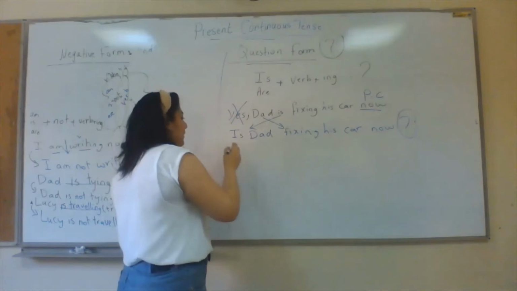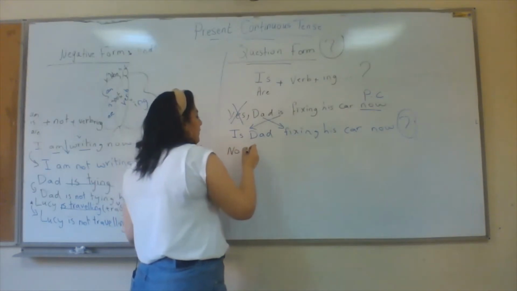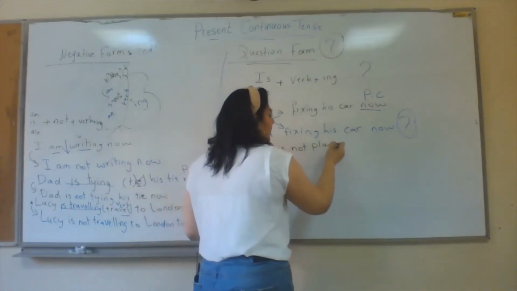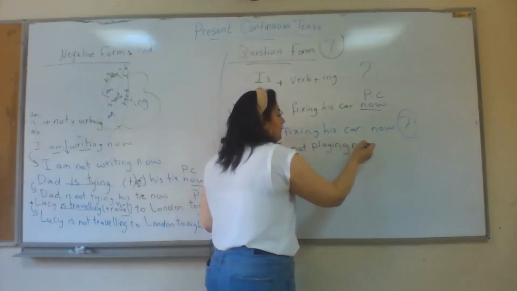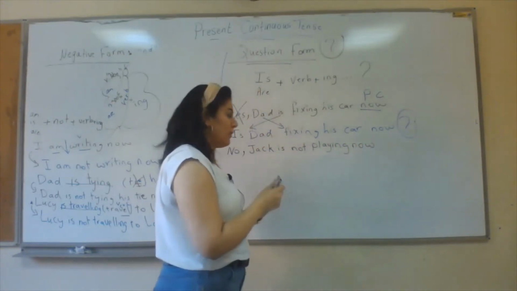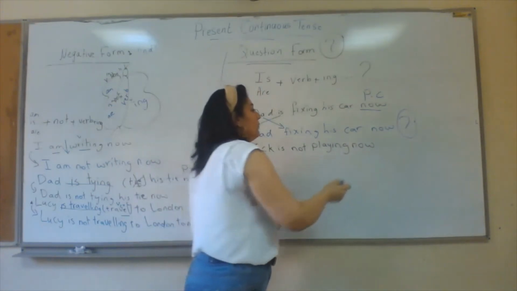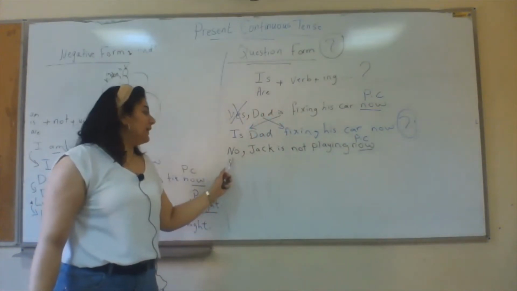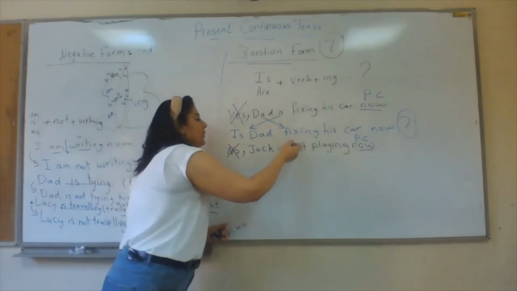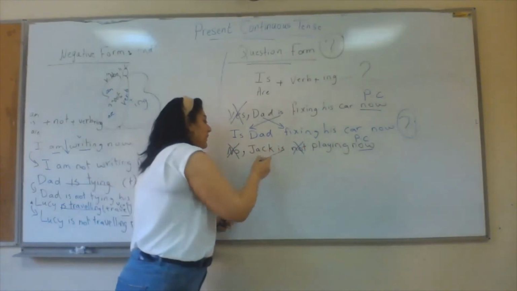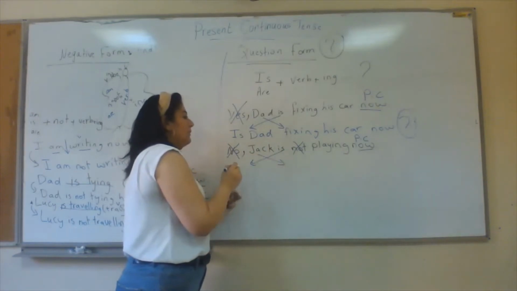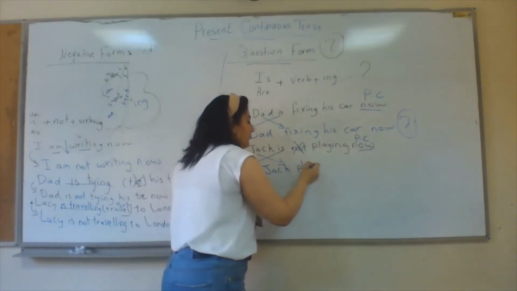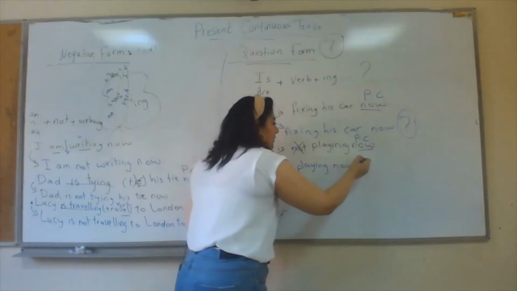If I say no, Jack is not playing now. I want to make the question form. What I'm going to do, I will put here, the word now is present continuous. I will do what if the sentence is negative? I will cross no and I'll cross not. Then I'm going to do what? I'll make a scissors. I'll write the is in a capital letter. Is Jack playing now? And the question mark.